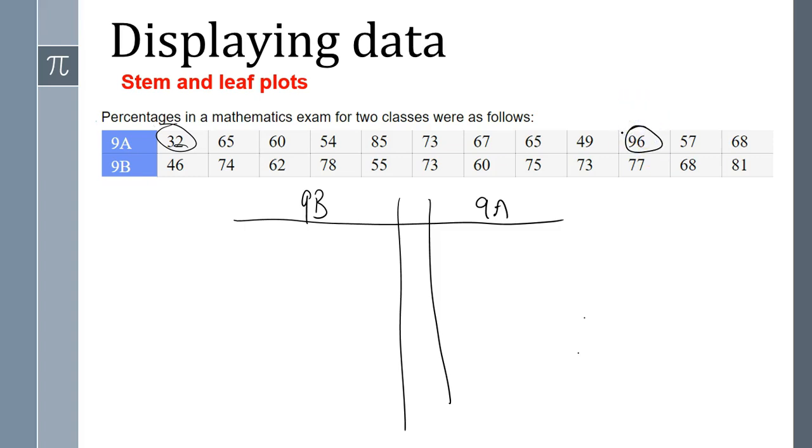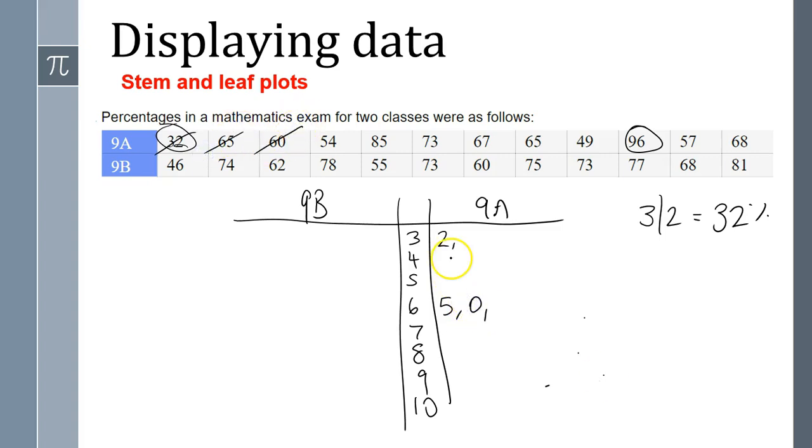Okay, and I'm going to think of a key because the key is the most important part to stem and leaf. So I might make the tens again like this, 32%. So 3, 4, 5, 6, 7, 8, 9, 10. So all of 9A is going to go over here. Okay, if you want to only do it once, you have to put it in order. Okay, and all of B is over here, and fill it in. Okay, so those are the stem and leaf plots.